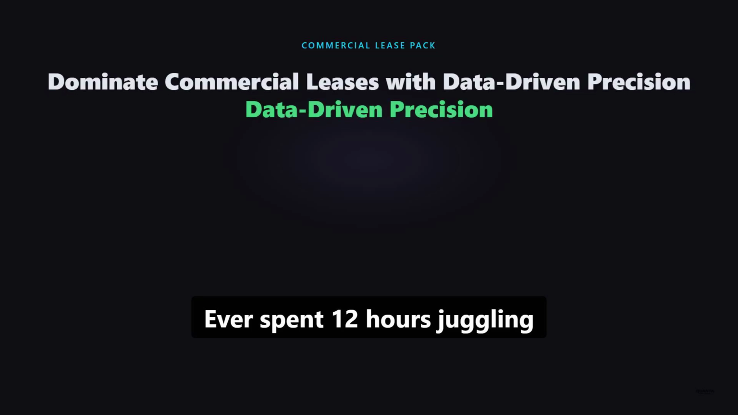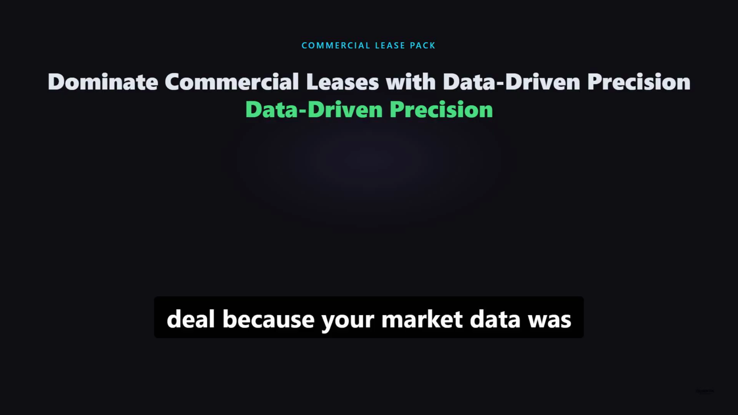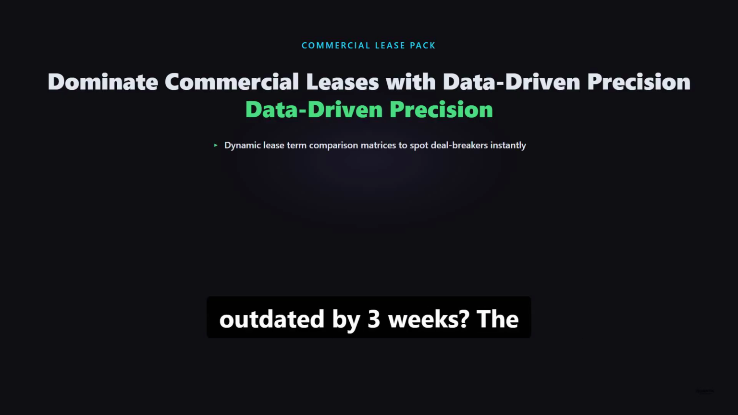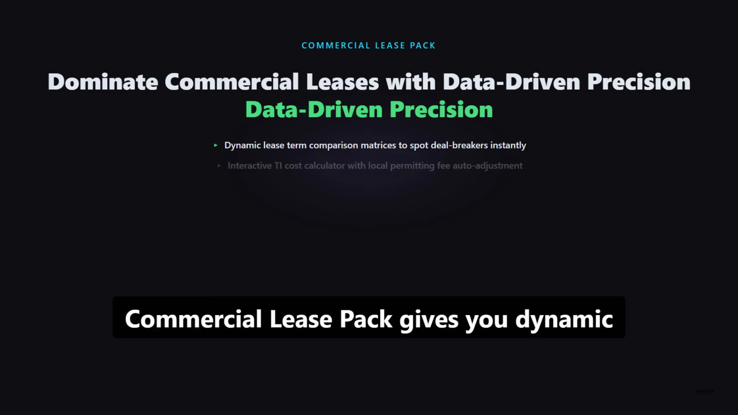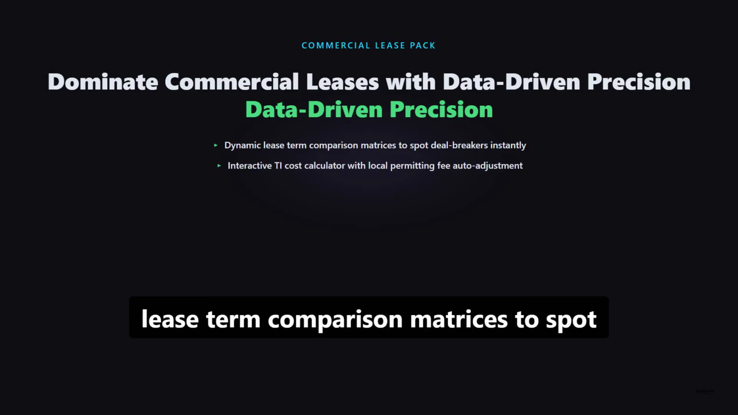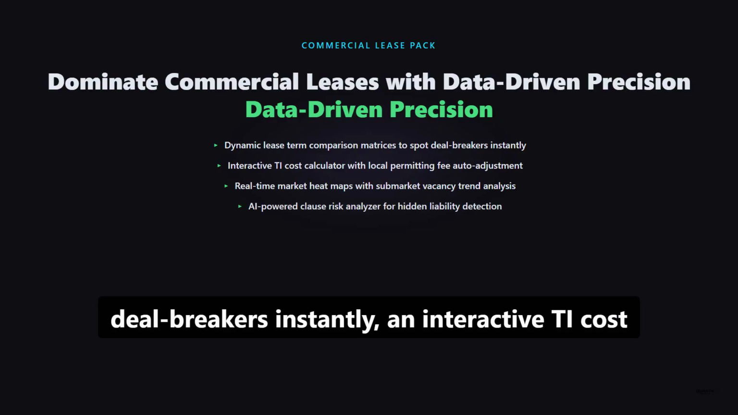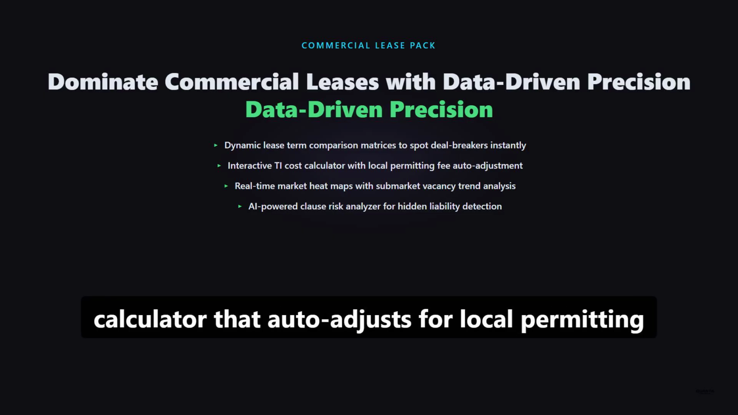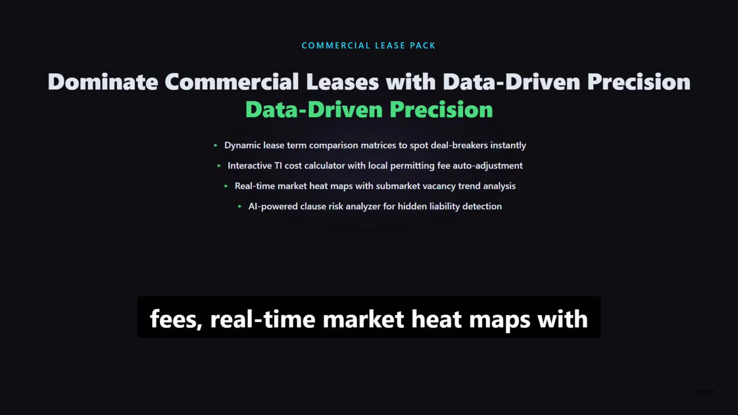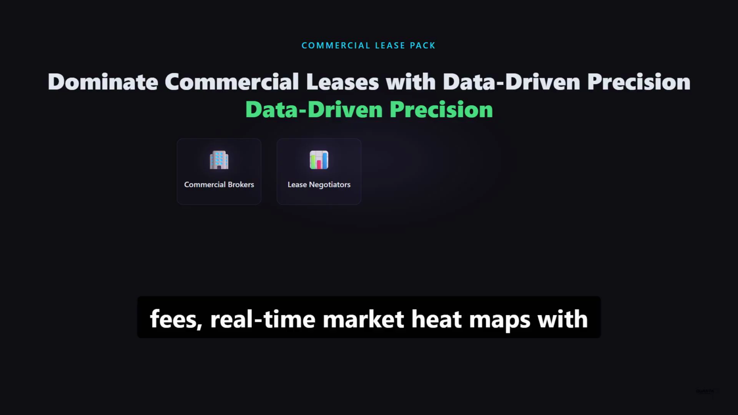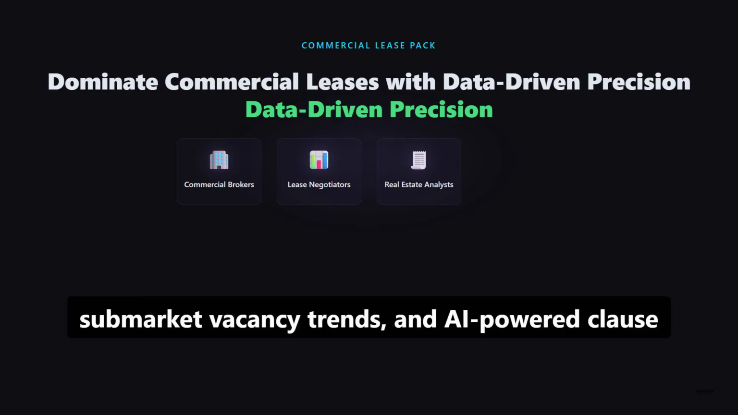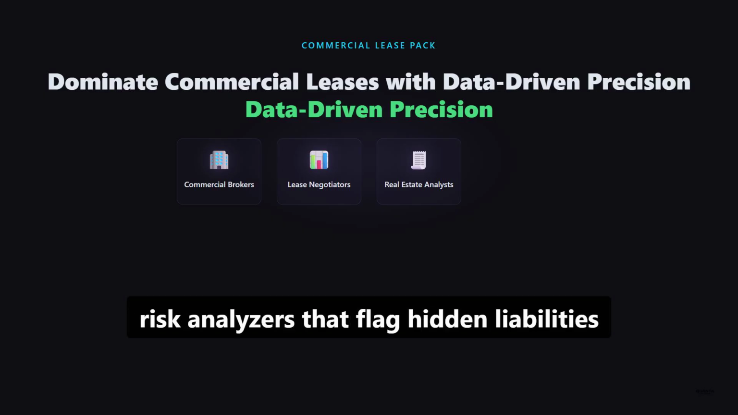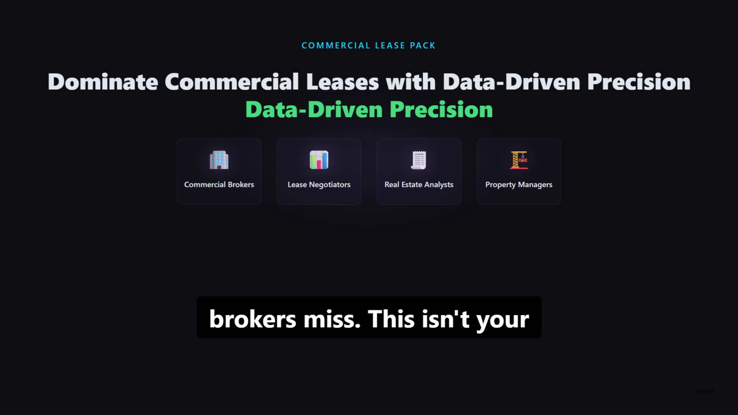Ever spent 12 hours juggling lease terms only to lose a deal because your market data was outdated by 3 weeks? The Commercial Lease Pack gives you dynamic lease term comparison matrices to spot deal breakers instantly, an interactive TI cost calculator that auto adjusts for local permitting fees, real time market heat maps with submarket vacancy trends, and AI powered clause risk analyzers that flag hidden liabilities brokers miss.